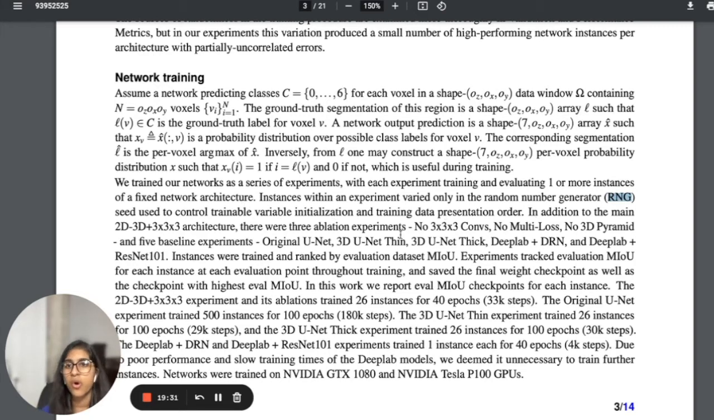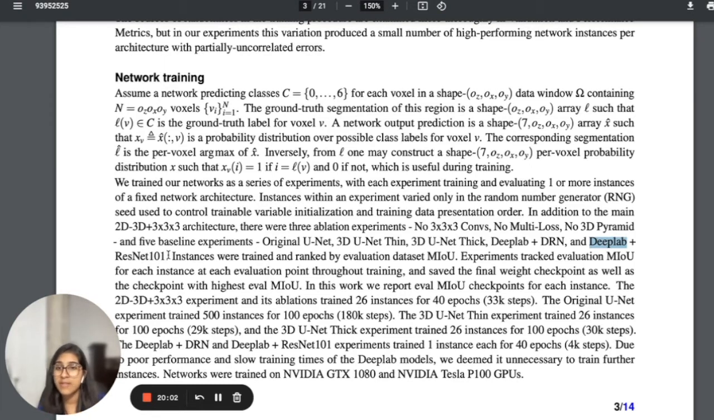order. Now, along with this architecture, there were many other experiments that they did to ensure what the performance would be without some of the features. So for example, they didn't have 3 by 3 by 3 convolutionals, they didn't have multi-loss 3D, the 3D spatial pyramid that we had, and they also experimented with the original UNet that I mentioned, the 3D UNet thin, the 3D UNet thick, DeepLab plus DRN, and we have DeepLab plus ResNet 101.